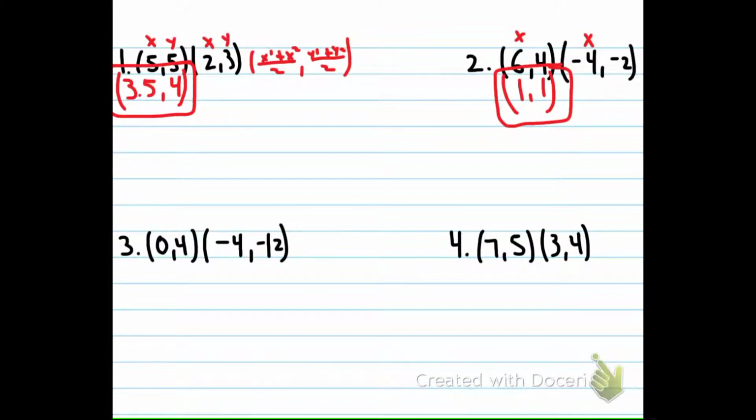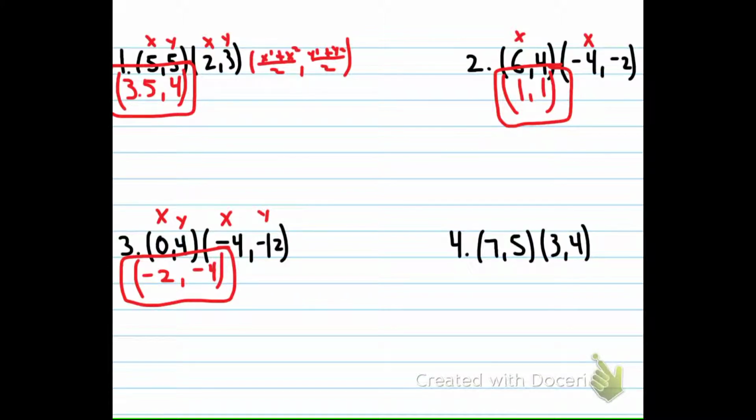For number 3, our x's are 0 and negative 4. So 0 plus a negative 4 is a negative 4, so negative 4 divided by 2 equals negative 2. And then our y's are 4 and a negative 12. So a negative 12 plus a 4 is negative 8, so negative 8 divided by 2 equals negative 4. So our midpoint will be at negative 2, negative 4.